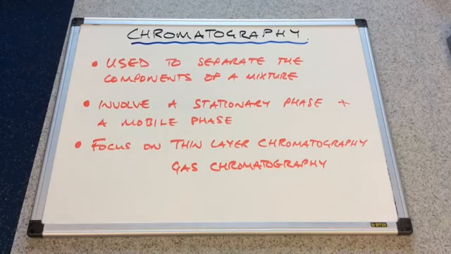In this video we're going to look at chromatography. So chromatography is used to separate components of a mixture. The two types of chromatography that we need to look at both involve a stationary phase and a mobile phase. So a stationary phase is basically something that doesn't move, and a mobile phase is something that does move.